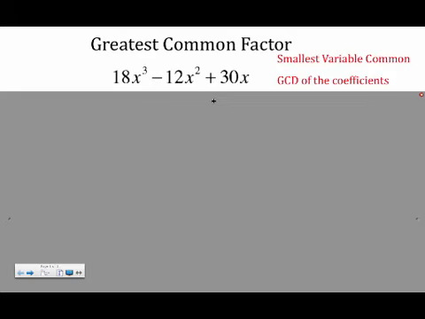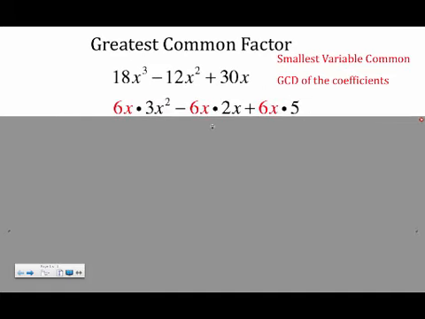Now, what I want to do in the next line is a step that you may or may not do naturally, but when the problems get a little bit harder, it's a good idea to write things out so you can see exactly what's left when you take out the greatest common factor. So I'm going to write each of these terms as a multiple of the greatest common factor, 6x. You'll see that in red. So 18x cubed is 6x times 3x squared, 12x squared is 6x times 2x, and 30x is 6x times 5.